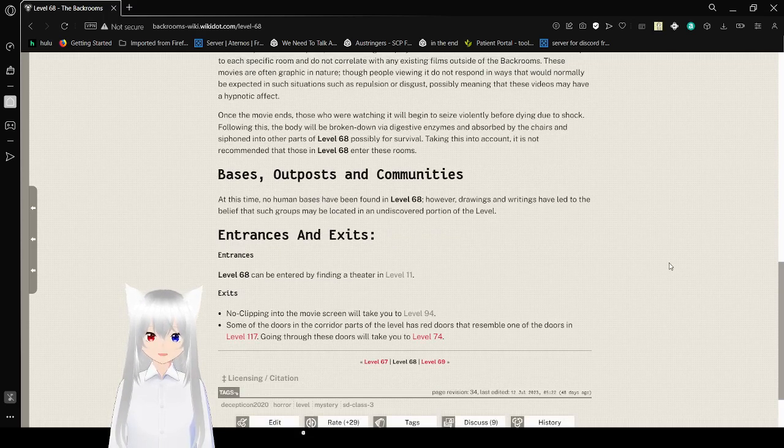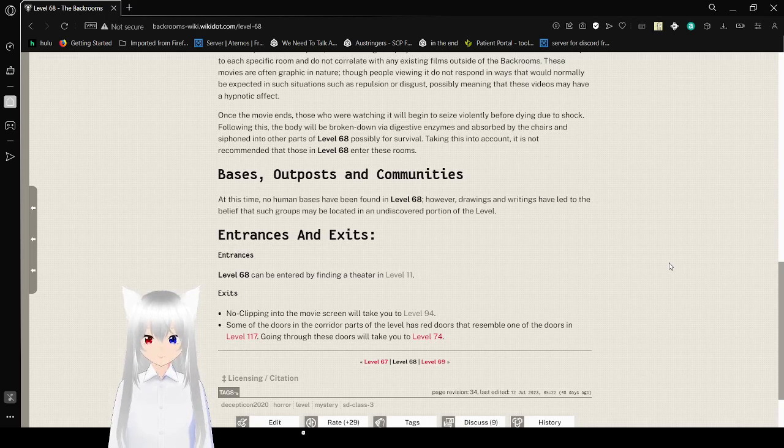Bases, outposts, and communities. At this time, no human bases have been found in level 68. However, drawings and writings have led to the belief that such groups may be located in an undiscovered portion of the level.